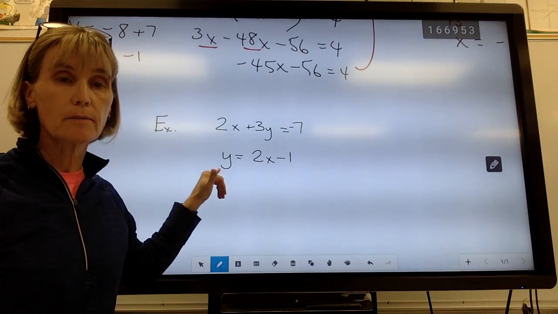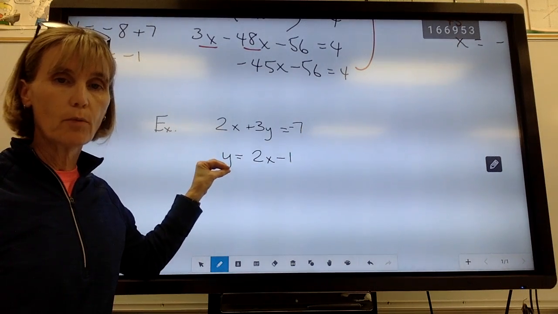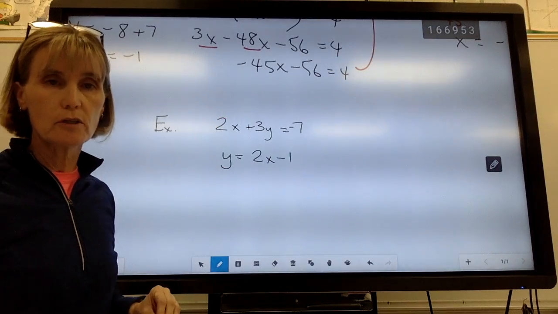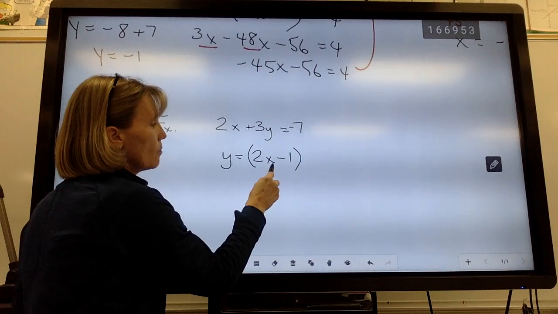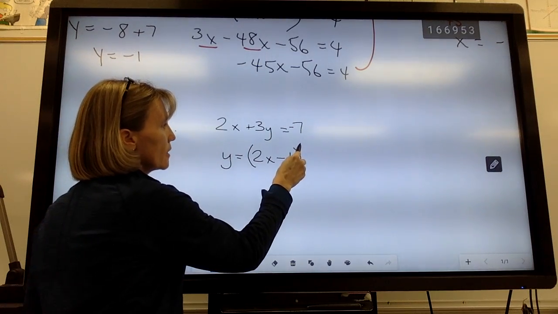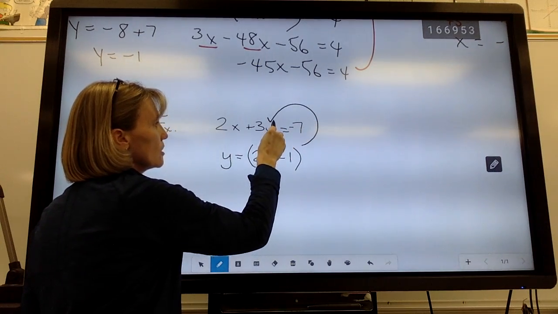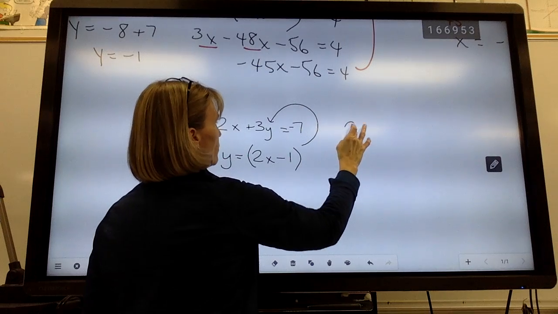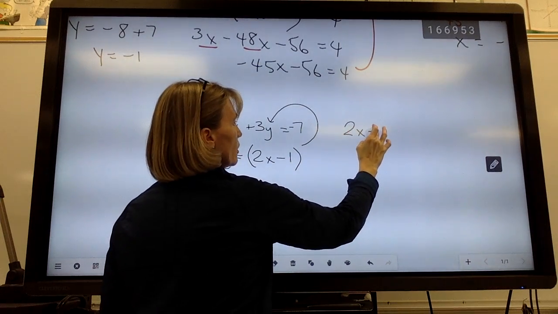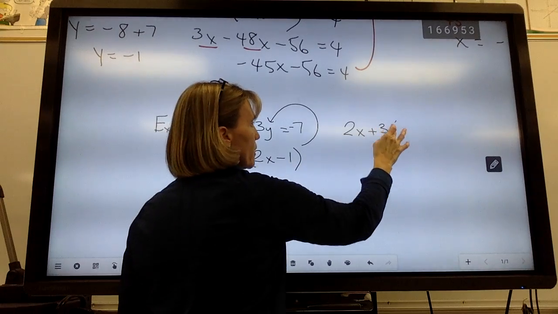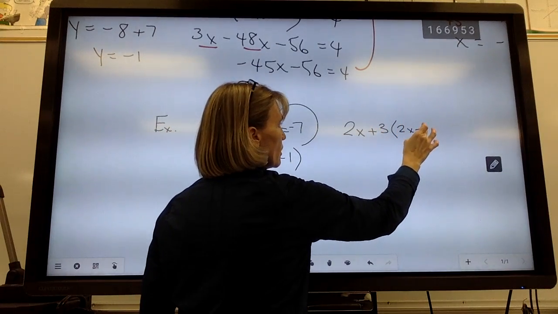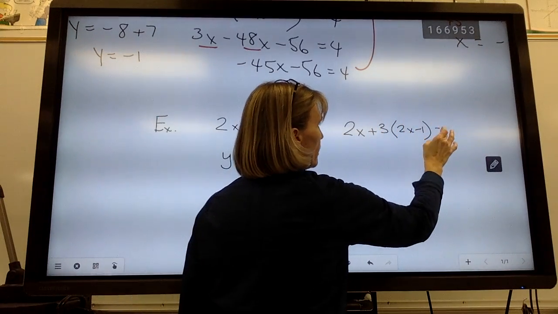It can be x. But we need to have one variable by itself so that we can substitute into the other equation. Since y is equal to 2x minus 1, I can take this and substitute it into the top equation. So I would write down 2x plus 3, and instead of the y, I'm going to substitute what y is equal to, 2x minus 1, and it equals negative 7.